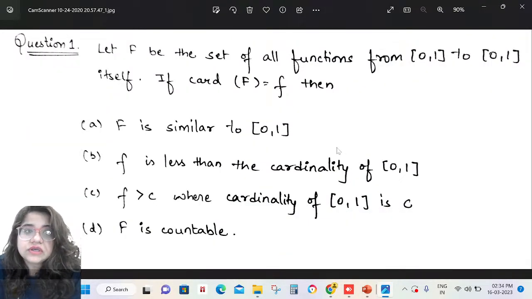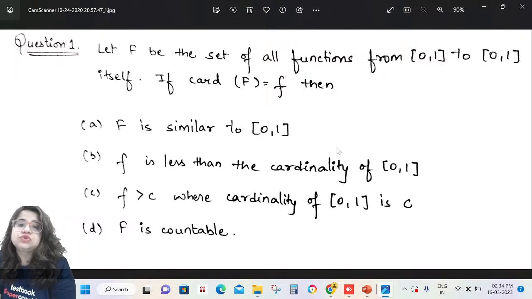Okay, here is your first question, everyone. Let's look at it. It says, let F be the set of all functions from the closed interval [0,1] to [0,1] itself. If you want to find the cardinality of F, you need to check which of the following is correct.